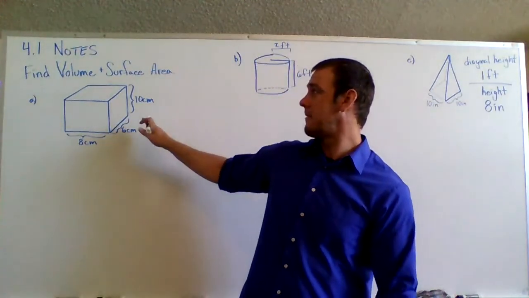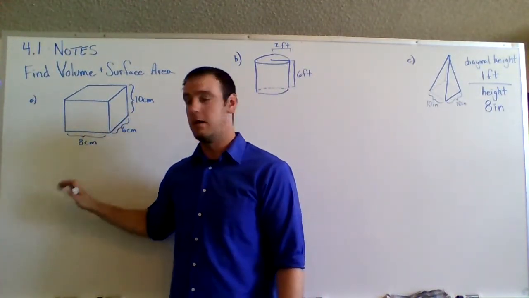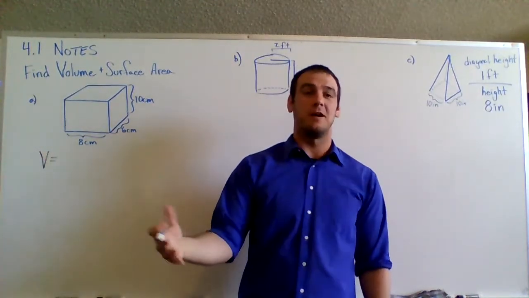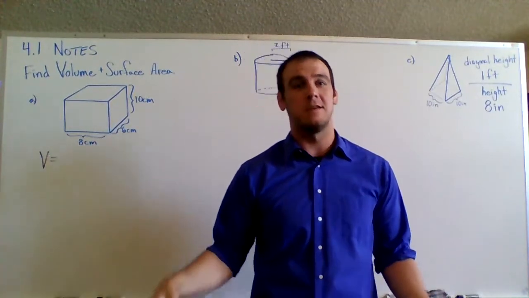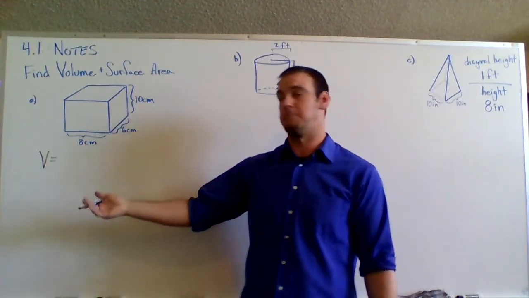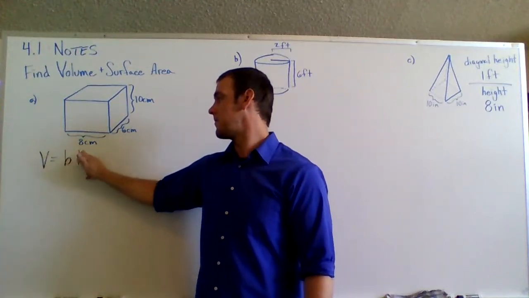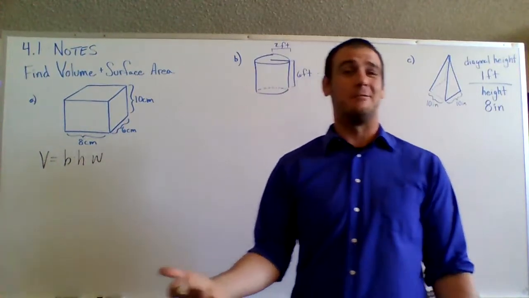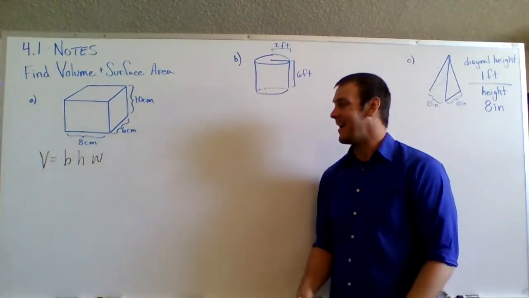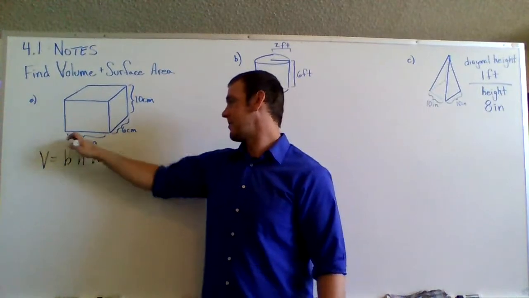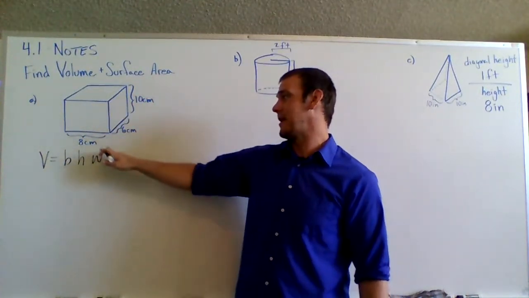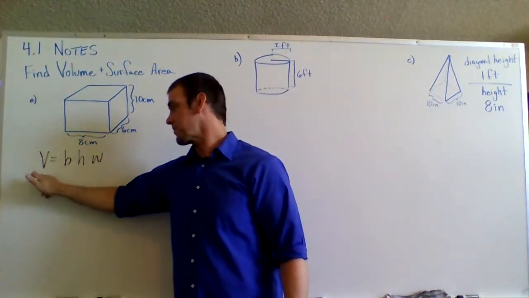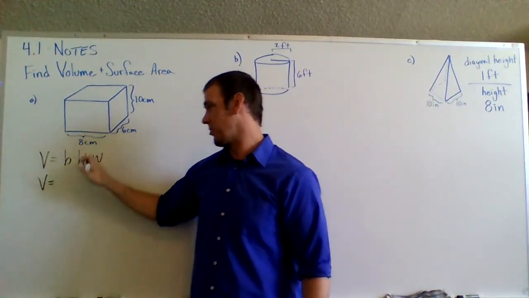So here we have a box of some sort. The first thing we're going to want to do is find the volume. Remember, volume of a box or cube or whatever it's going to be is base times width times height. I don't know why I did base times height times width, but it doesn't matter what order they're in. I'm giving you these three dimensions, so all you've got to do is multiply them all together. That's why volume is three-dimensional.